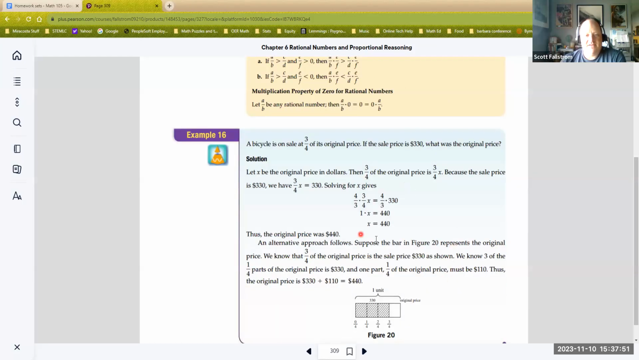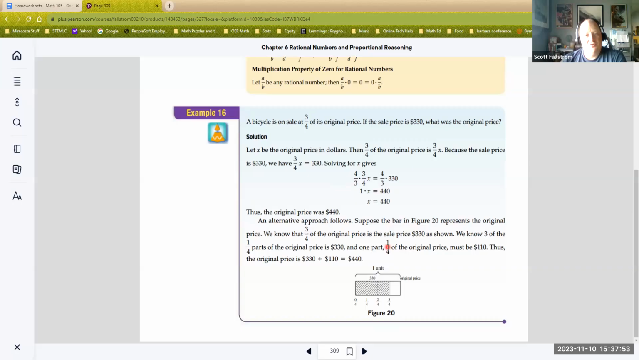And that's one of the techniques that you get to see as you move into algebra. If a bicycle is on sale at 3/4 of its original price, and the sale price is $330, what was the original price? And so you get to see a technique. You'll see a few ways to do this. One is algebraically, and the second approach is using what's known as a bar model.